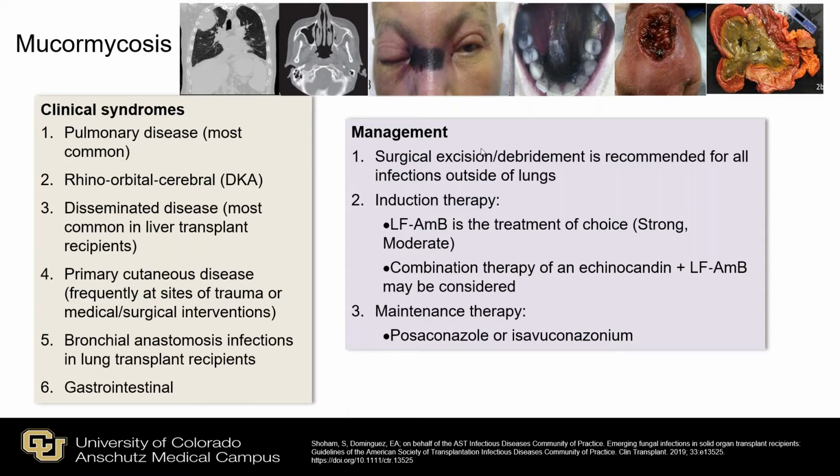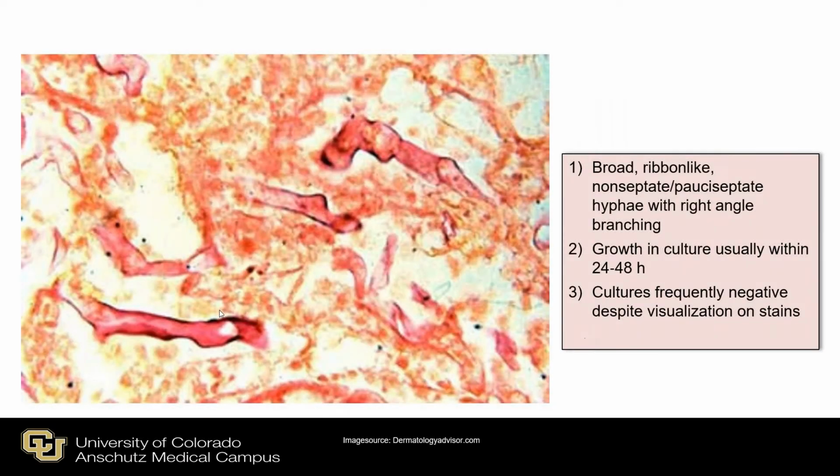Now, management, we need antifungal therapy to be started as soon as possible, and also surgical excision and debridement is recommended for all infections outside of lungs. So usually we start off with liposomal amphotericin, and sometimes we add an echinocandin or a mold-active azole as combination therapy. And once the infection is controlled after a few weeks or months, we can step down to maintenance therapy with posaconazole or isavuconazole.